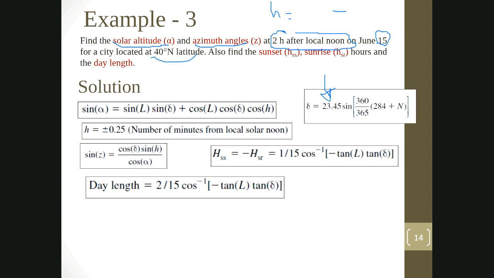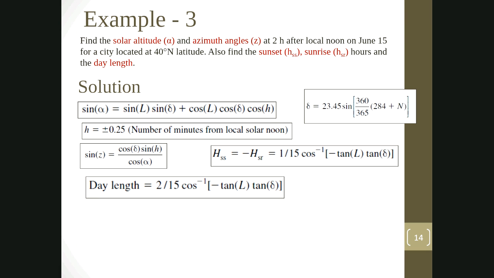First thing, the solar altitude. This is the equation for solar altitude. Since I have a time, it's not at noon, so I'm going to use the general equation. If it was at noon, I can minimize this equation and use the noon altitude, alpha n equal 90 minus delta and latitude. So here we're going to use the general equation, altitude alpha, L is equal to what?